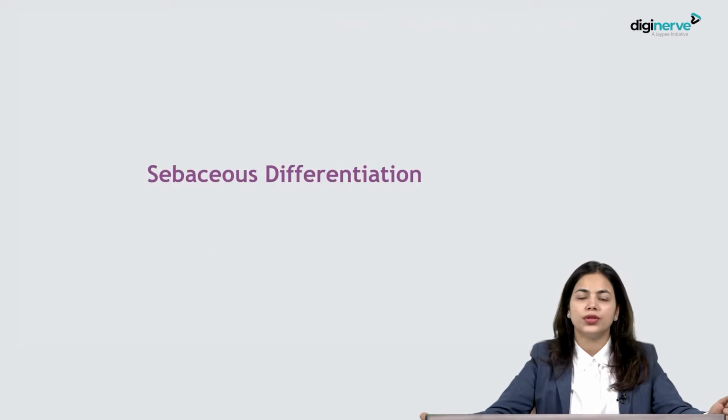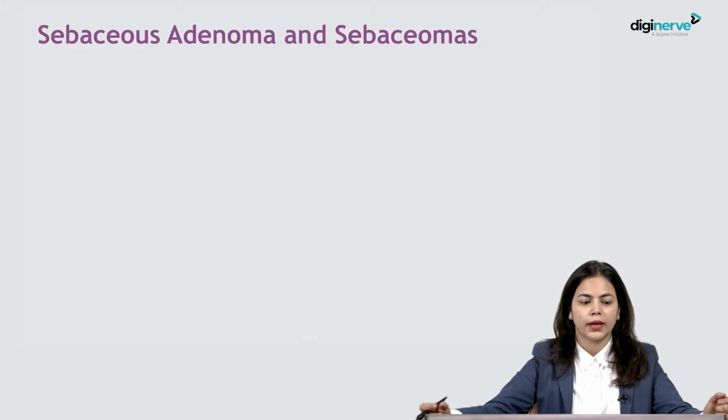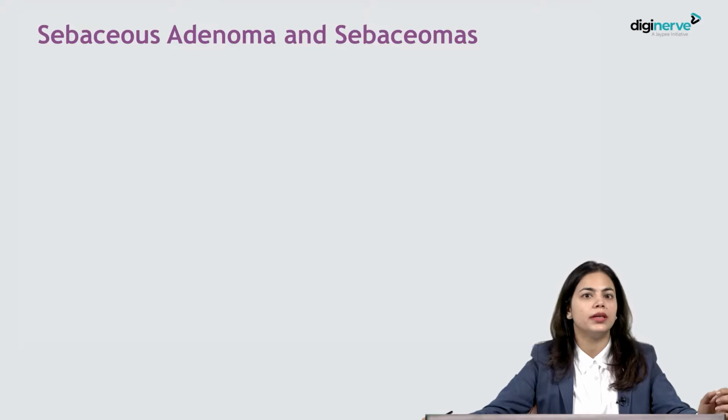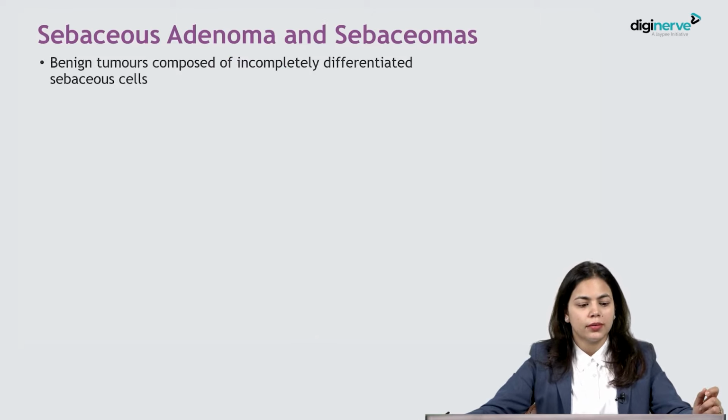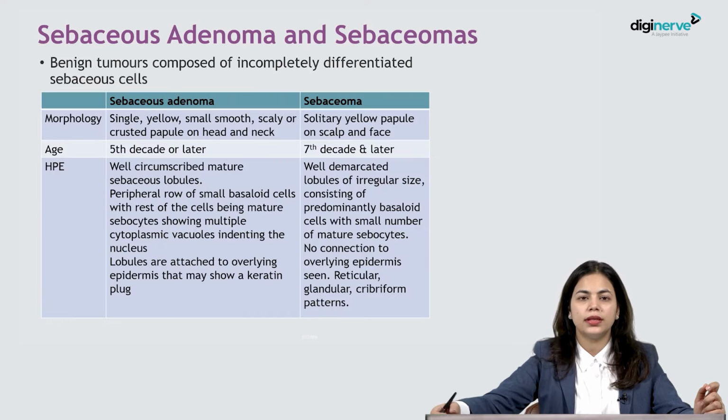Now we move on to tumors having sebaceous differentiation. Now, sebaceous adenoma and sebaceoma, sometimes we are very confused as to what we are dealing with. Now, these are two different entities. Both are benign tumors composed of incompletely differentiated sebaceous cells. We are going to see them side by side to understand better.